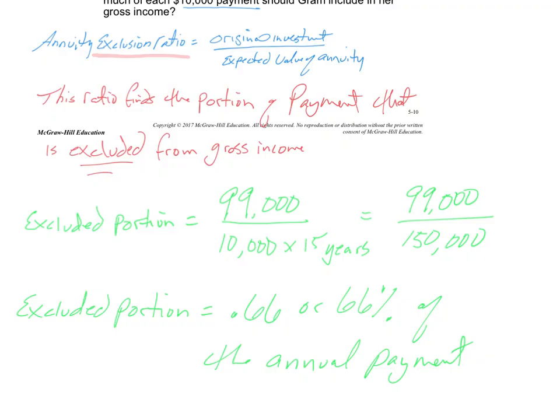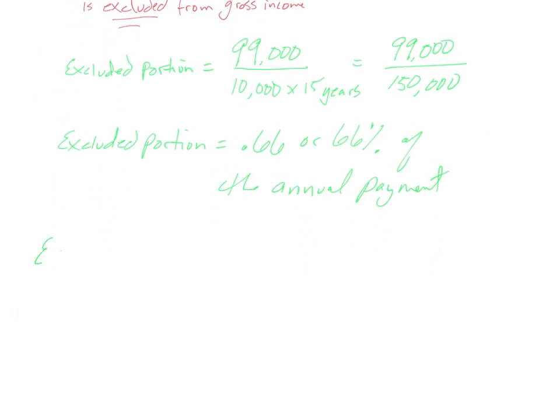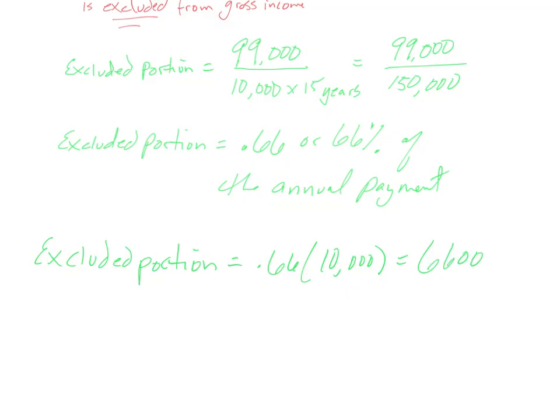So then the excluded portion is 0.66 times 10,000, because that is our annual payment. So that's $6,600, 66% of 10,000. So what is included? And you know what? I should change colors here.